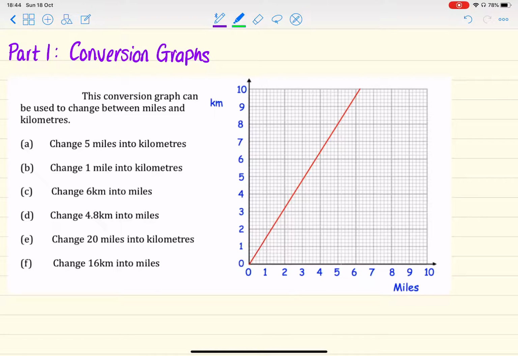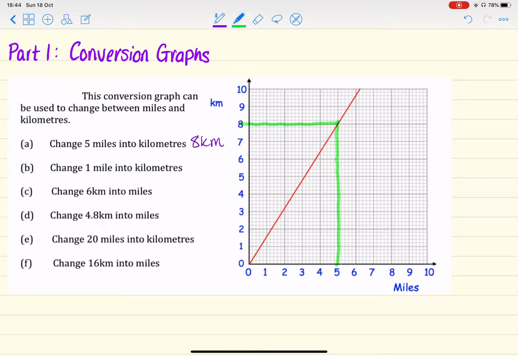Conversion graphs, part 1. We know these tell us how to go from one unit to another. In this case, we have miles and kilometres. The first question: change 5 miles into kilometres. I find 5, and I go straight up, and then I go across. That gives me 8 kilometres as my answer.